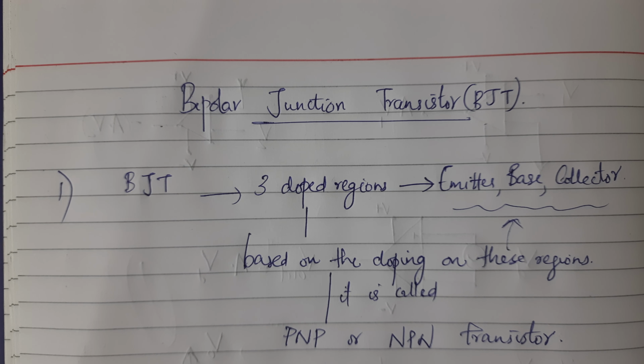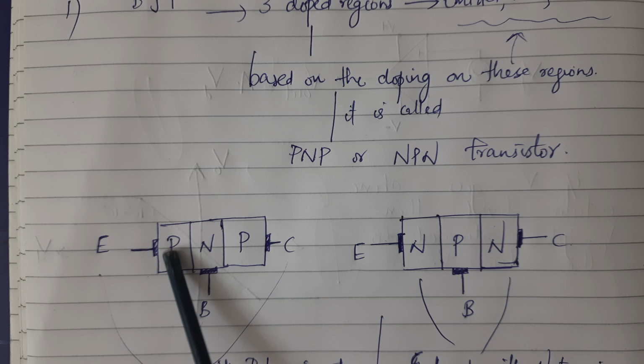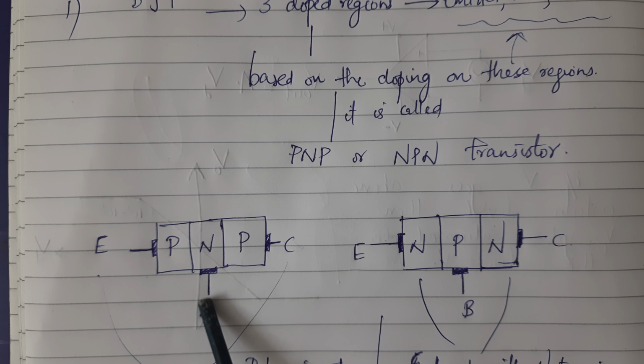Then BJT has three doped regions: emitter, base and collector. Based on the doping of these regions, it is called either a PNP or an NPN transistor. In a PNP transistor, the emitter and the collector are doped with p-type impurity while the base is doped with an n-type impurity.